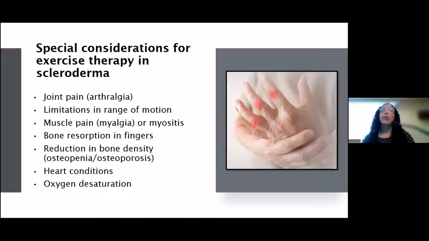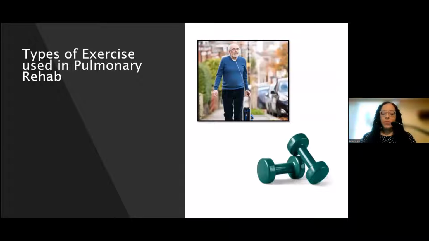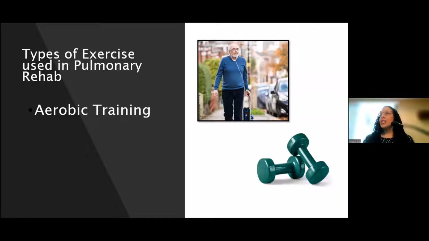And so then we would tailor the program, their exercise intensity to meet that. Good. Types of exercise we use in pulmonary rehab. Aerobic training is kind of like the foundational type of exercise that we use. And that's just a fancy way of saying cardiovascular training. That's the type of exercise that improves endurance, right?